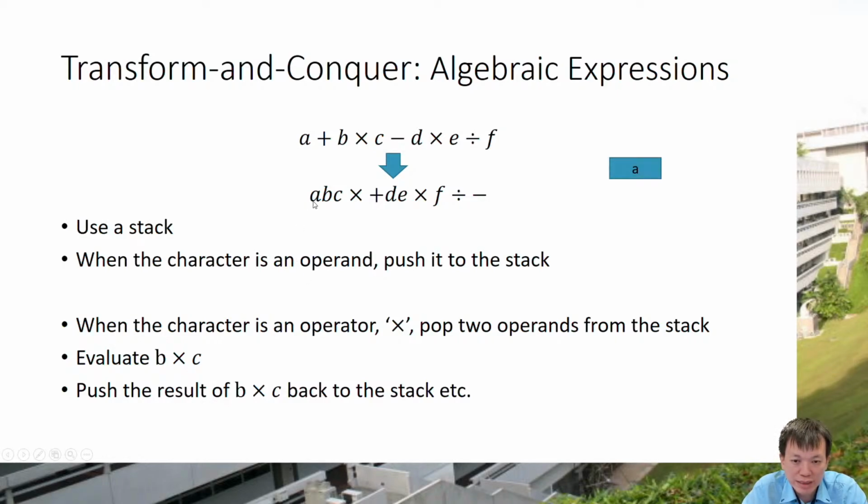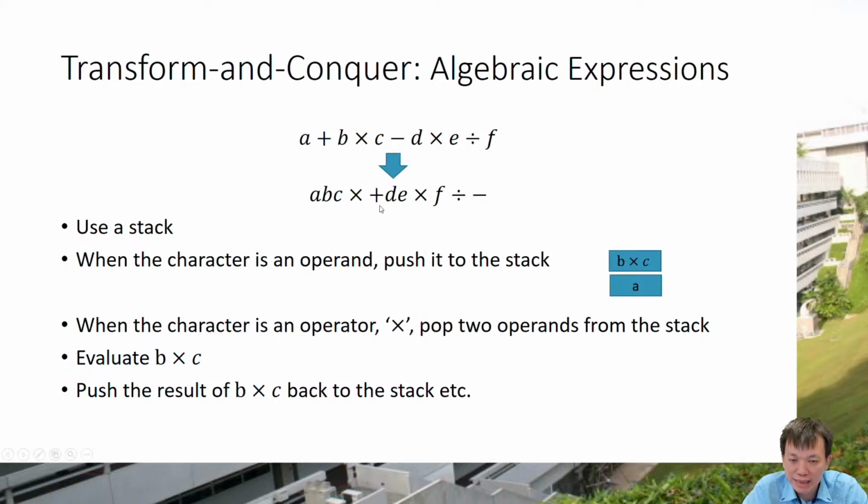First I read A, and I push it into the stack. I read B, which is still an operand. When it is an operand, I push it into the stack. Then I read C, and I still push it into the stack. When I read an operator, multiplication, then I pop. I pop two operands, C and B, out, do the multiplication, and then push the result back.